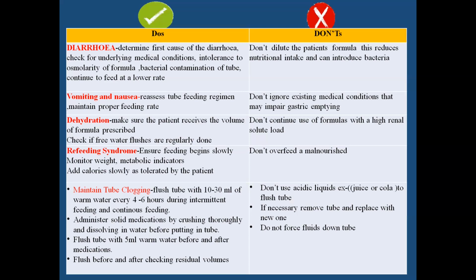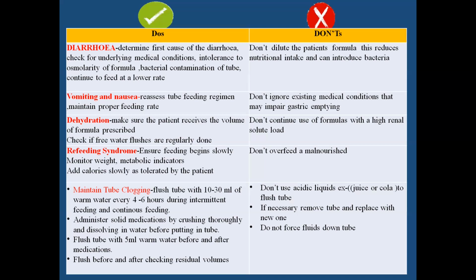Dehydration: make sure the patient receives the volume of formula prescribed, and check if free water flushes are regularly done. And don't continue use of formula with a high renal solute load. Refeeding syndrome: ensure feeding begins slowly and monitor weight, metabolic indicators, add calories slowly as tolerated by the patient.